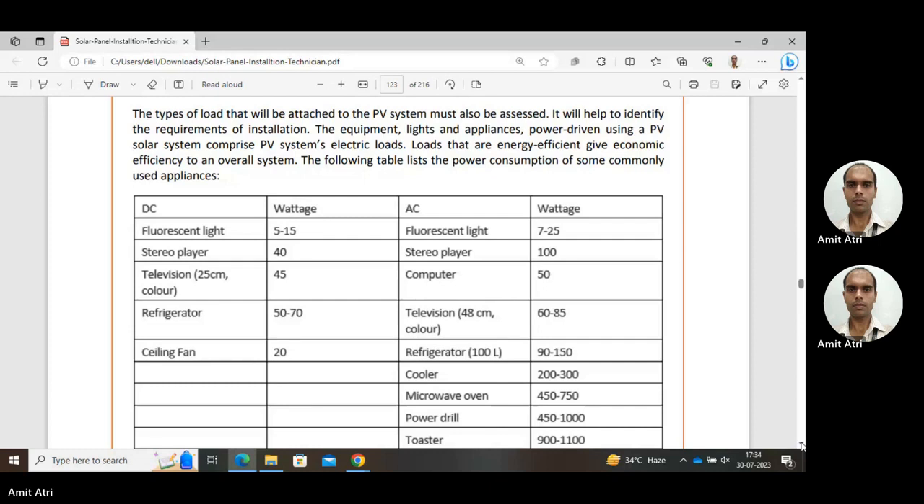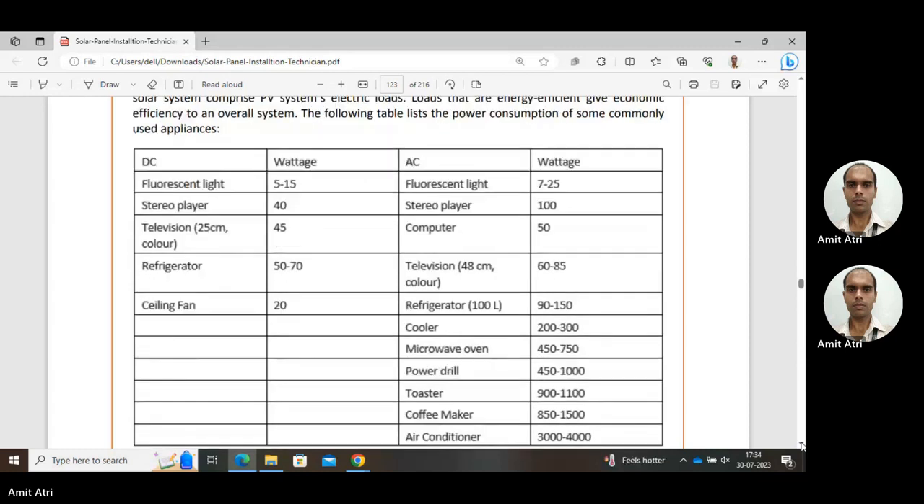If we are using direct DC only, then the losses in the inverter can be avoided. So loads that are energy efficient give economic efficiency to the system as well. Here in this table, some common AC and DC loads are shown. DC loads could be a fluorescent light at 5 to 15 watt consumption, a stereo player at about 40 watt, a television at 45 watt, a refrigerator, a ceiling fan. Similar devices are on the AC load side as well.